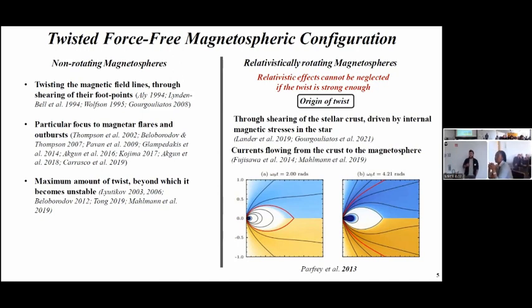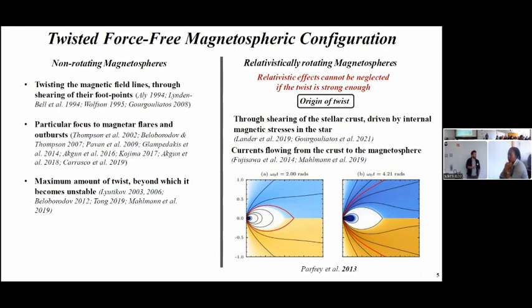And the main idea is that a magnetosphere can accommodate a maximum amount of twist, beyond which it becomes unstable and releases its energy in an explosive manner, possibly through ideal or resistive instabilities. This model is for non-rotating magnetospheres. However, many other simulations have shown that relativistic effects cannot be neglected if the twist is strong enough.